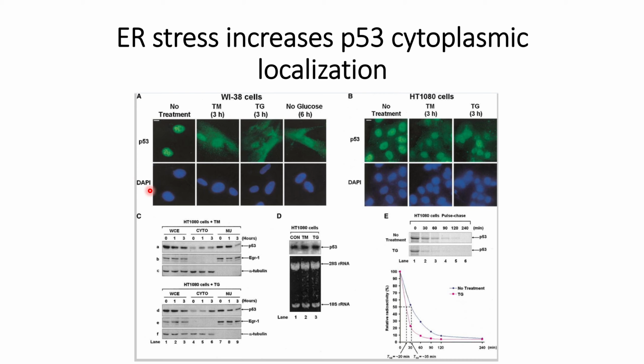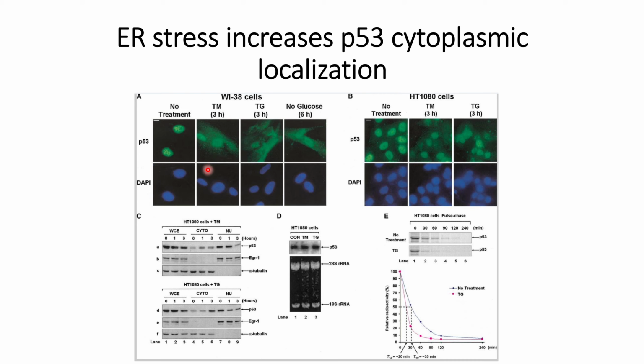DAPI will stain the nucleus of the cells. This acts as a control, and they have used p53 staining. When there is no treatment or no stress, p53 will stain the nucleus, and the DAPI and p53 images resemble each other.